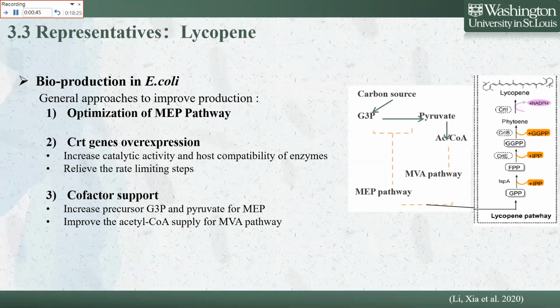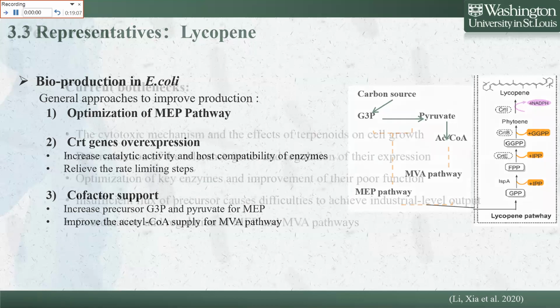And the second method is about CRT genes overexpression, because there are many CRT enzymes used in the process, and by this way we can increase the catalytic activity and host capability of enzymes. Also it can relieve the rate limiting step. The last one is the cofactor supporting. For example, it can increase the precursor G3P and improve pyruvate for the MEP process. Also it can improve the acetyl-CoA supply for the MV pathway.